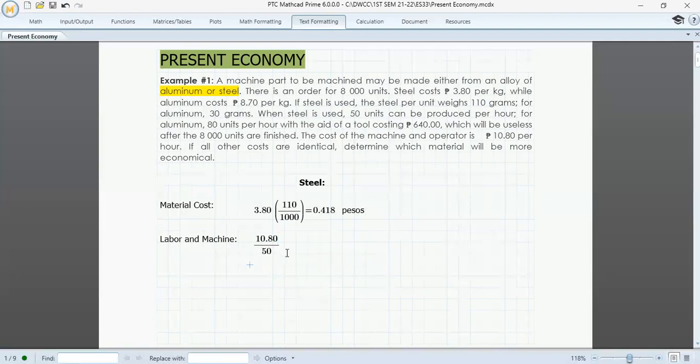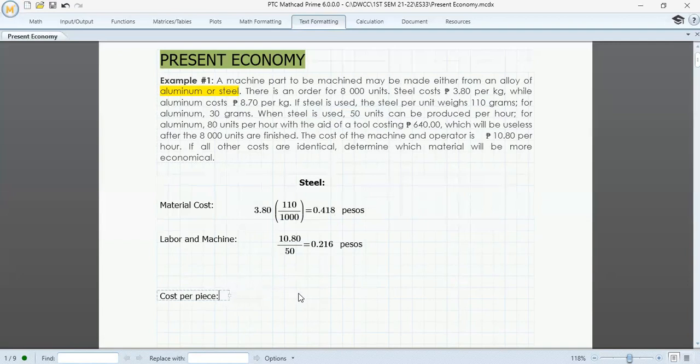So kaya ko siya dinivide by 50 para malaman natin yung per piece niya. Magkano yung magagastos natin kada piraso. And syempre, we have 0.418 and 0.216. So, kunin natin yung cost per piece, as I said before. Cost per piece.